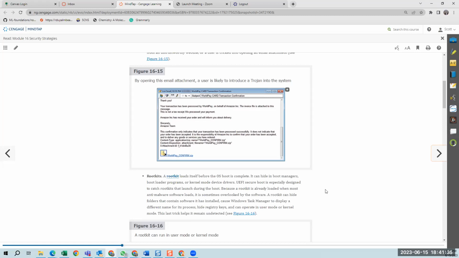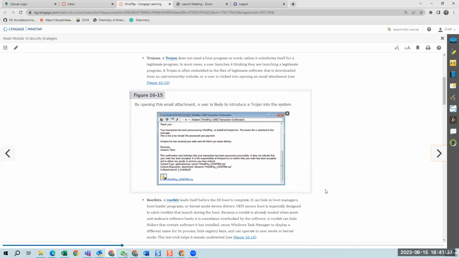They've got an example here of you opening up a system or opening up an email, and it lets a Trojan in, and then you get hit with a rootkit. Essentially, what can happen is, remember we were talking about the BIOS. Last week we talked about the BIOS and UEFI.